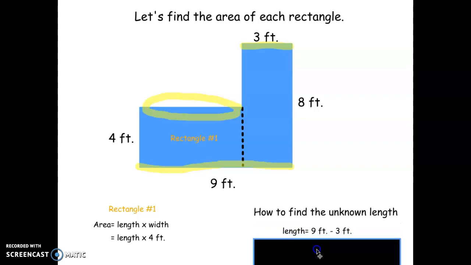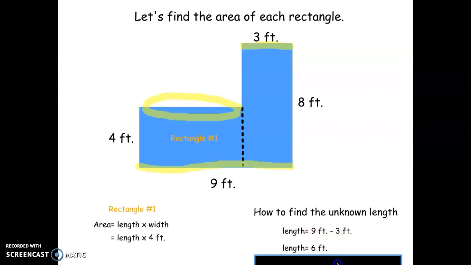Let's take a look. To find the length, we're going to take this long side of 9 feet, subtract this 3 feet right here to get the remaining portion. So length is 9 feet minus 3 feet. When you subtract, we now know that our length is 6 feet. Awesome!